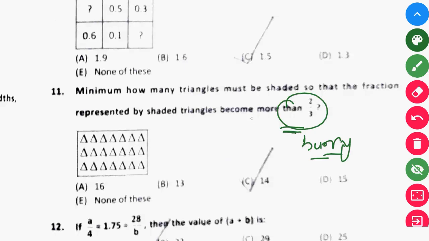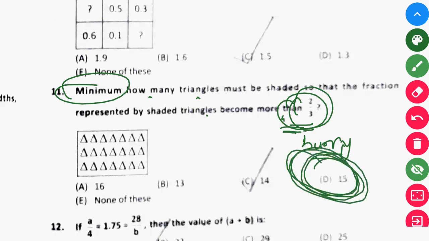Okay. Shaded triangle proportion is 2 by 3. But we need to shade minimum more triangles than this 2 by 3. So 15 triangles we need to shade.